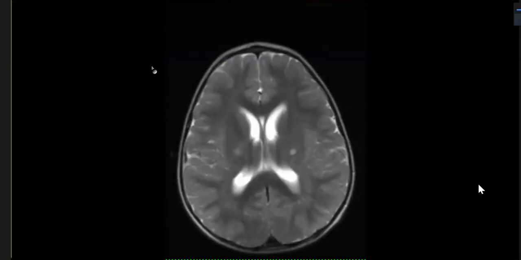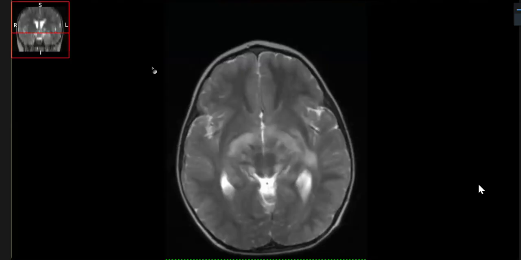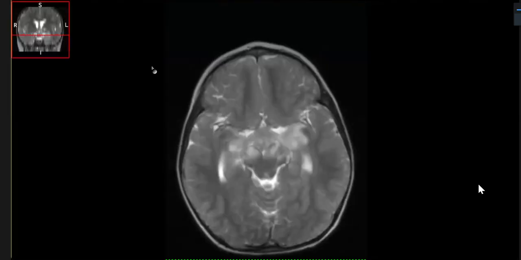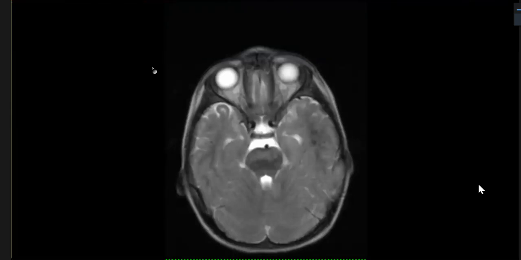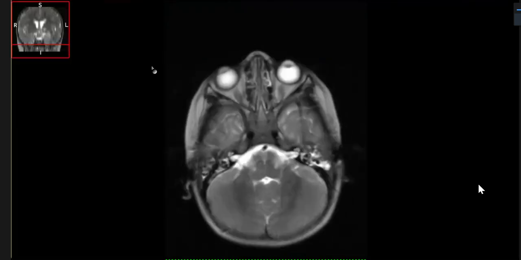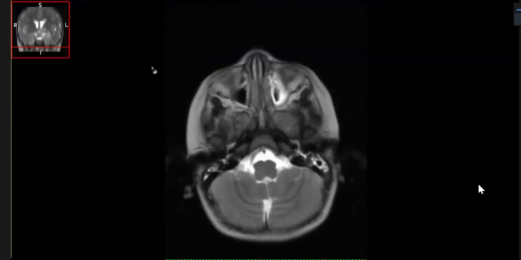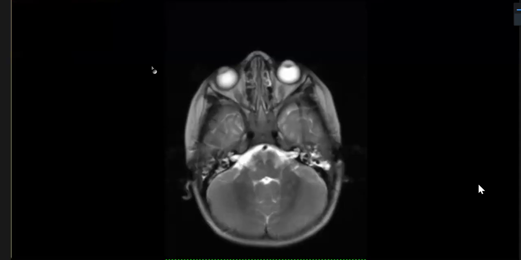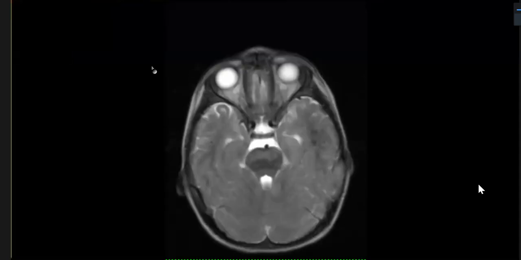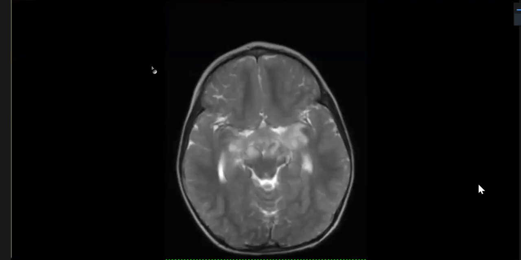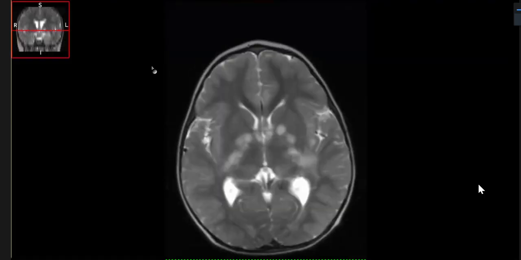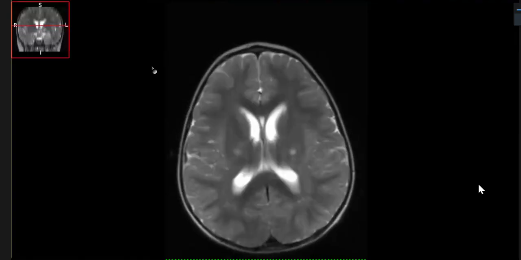The ventricular system is not dilated. There is no midline shift. So these rounded lesions in the medial temporal lobes and in bilateral basal ganglia and thalami in a 1 month old baby, I would like to ask if there is any history of developmental delay or anything like this. The brainstem and midbrain also show hyperintense signals. Can I see the corresponding T1?